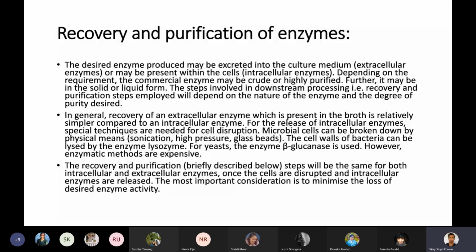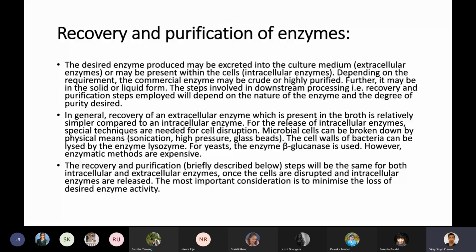nature of the enzyme. If the enzyme is extremely thermolabile, you cannot perform certain experiments. If certain enzymes react with the chromatographic column, that process has to be excluded, because that depends upon the nature of the enzyme and also on the level of purity that is desired.